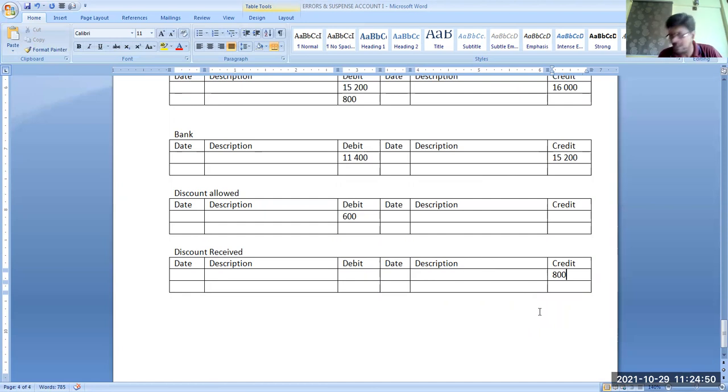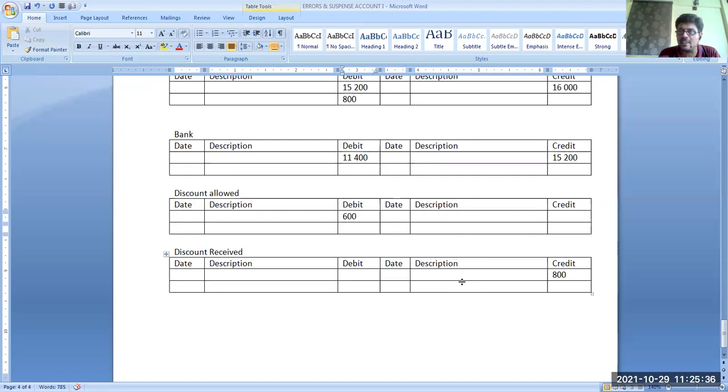Now see, what if I create 800 here instead? Again, the effect is 200. What if I wrongly debit discount received instead of discount allowed? Again, the difference is 200. So this error is compensating. Why? Because it is canceling the effect of both the errors. The discount allowed is wrongly debited to discount received, or discount received is wrongly credited to discount allowed.